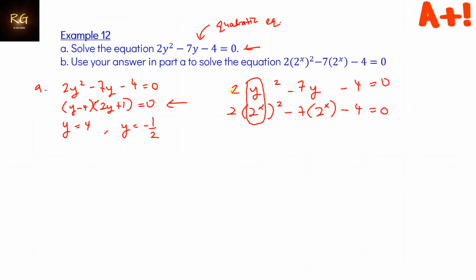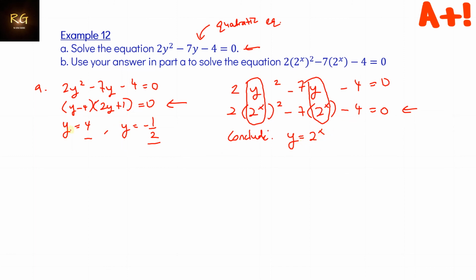The rest is exactly the same. 2, the square is written, minus 7, and then y again. Okay, and then minus 4 equals 0, which means in the second equation, they just replaced this y with 2^x, which means we can conclude that y is equal to 2 to the power of x, correct? So we need to use the value that we obtained for y and then match with the conclusion that we found to find what is x.